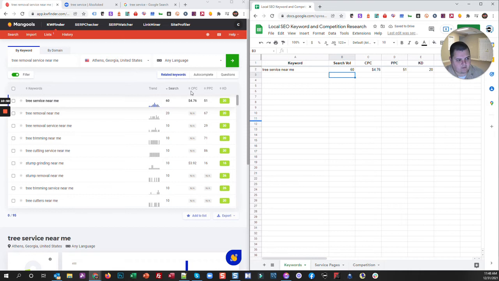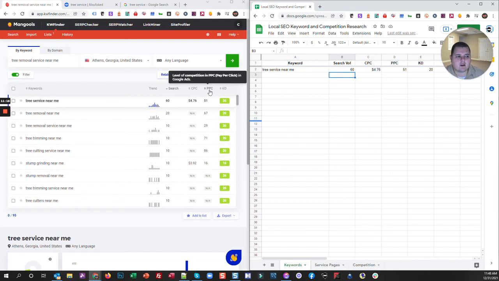Search volume we've already talked about. CPC is your estimated cost per click. In other words, if I was advertising on Google and I was trying to advertise for tree service near me, and you were to click on my ad, it on average in Athens, Georgia would cost me $4.76. Stump grinding, as an example, would cost $3.92. It's using the Google Keyword Planning tool to receive these. They're just estimates, but that is your average.